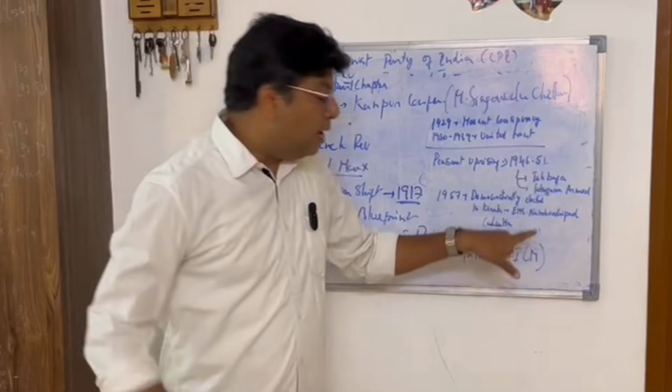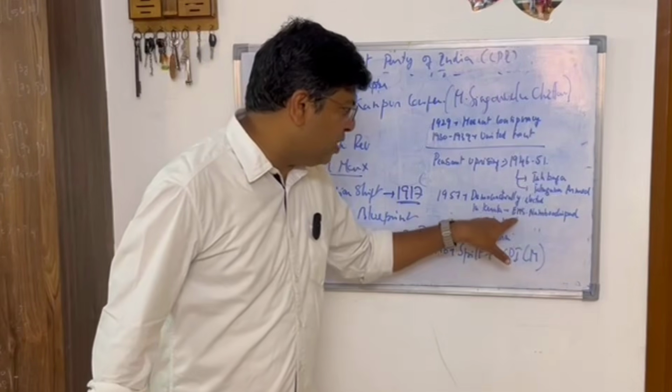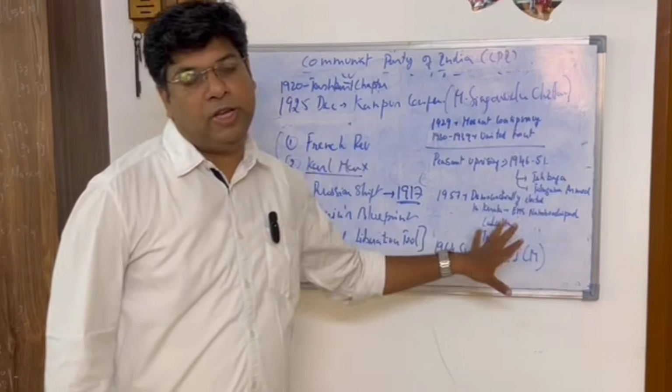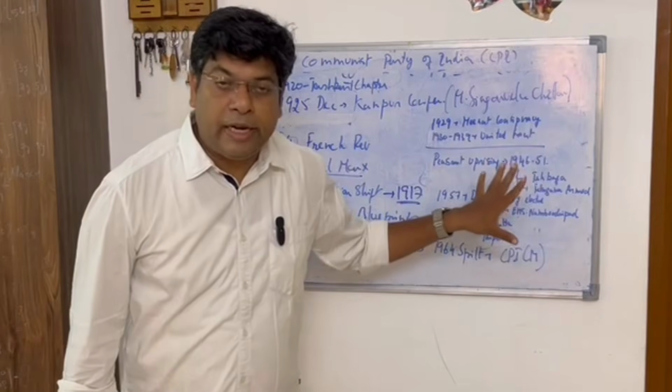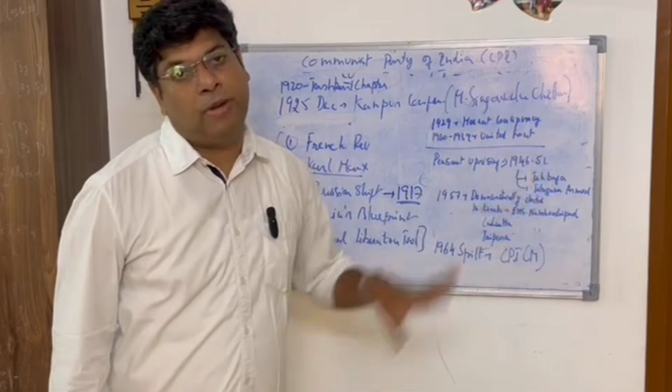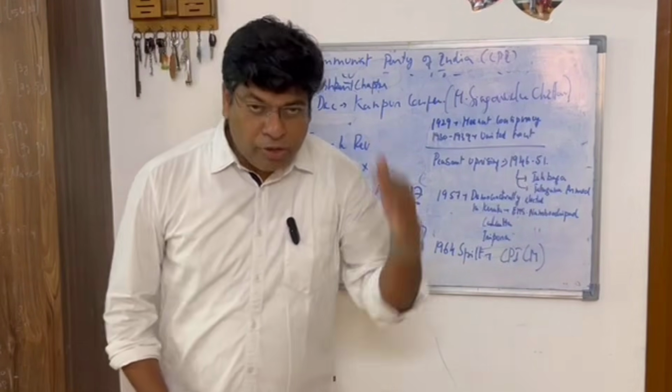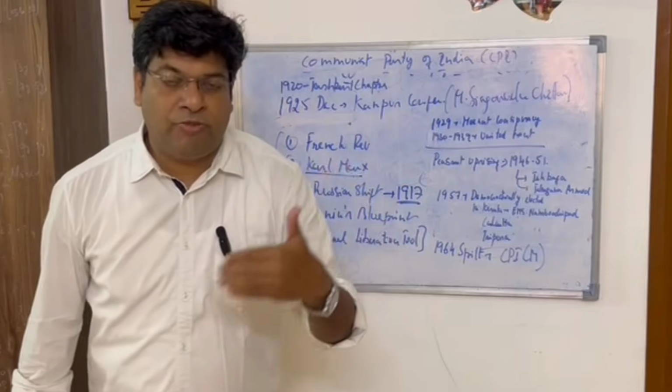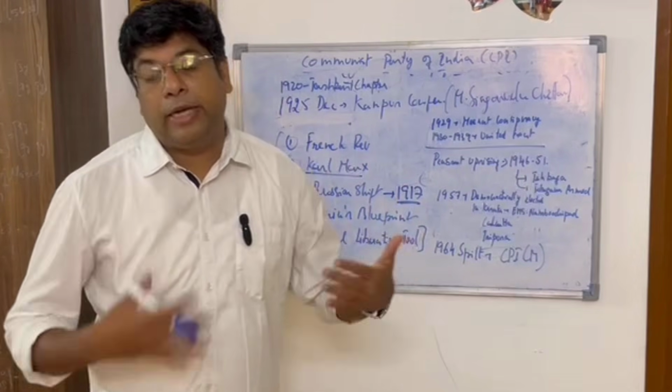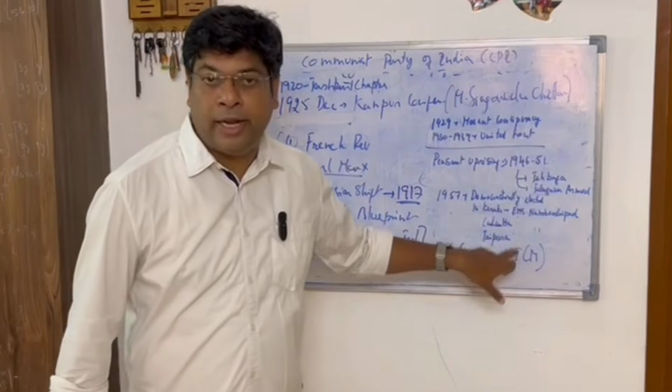And the man behind it was Mr. EMS Namboodiripad. He was the elected leader of the Communist Party of India in Kerala. And after that, communism flourished. I mean, it came into government in places like Calcutta and Tripura.